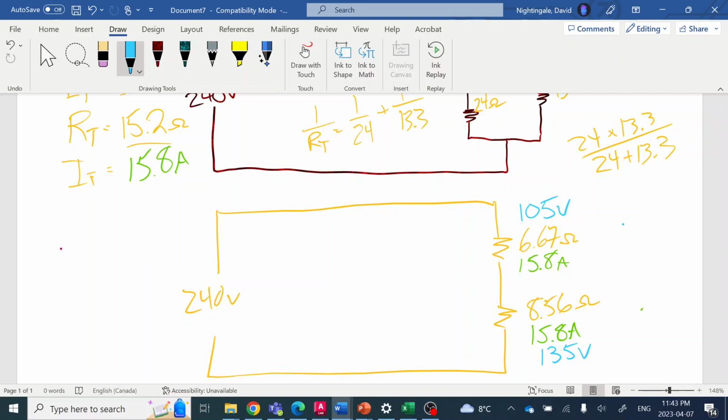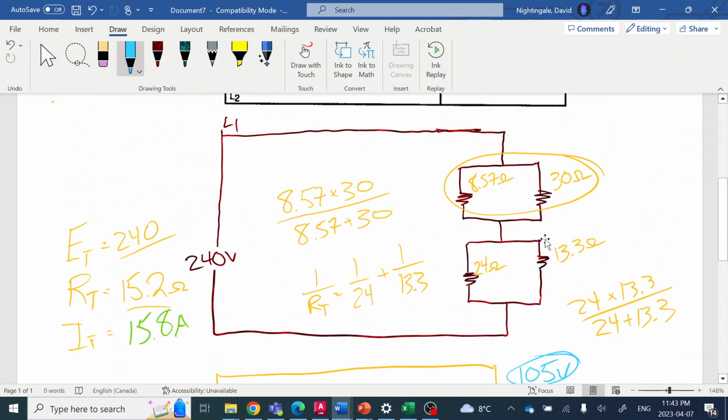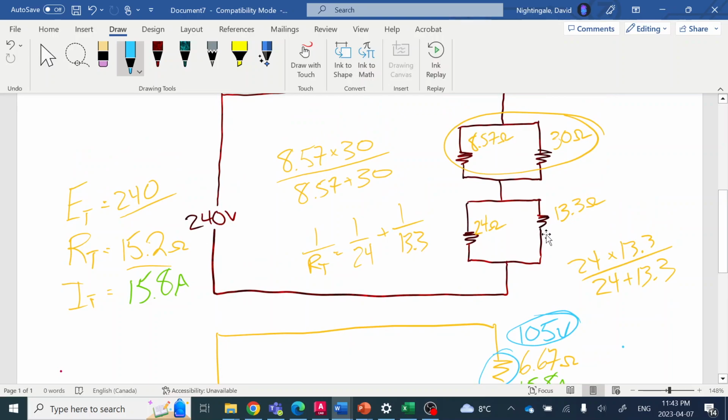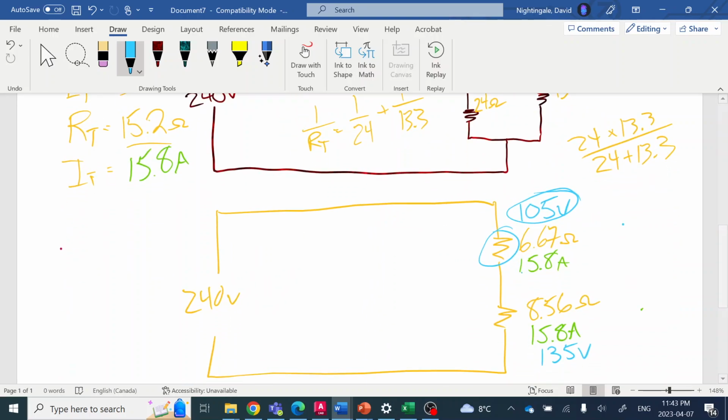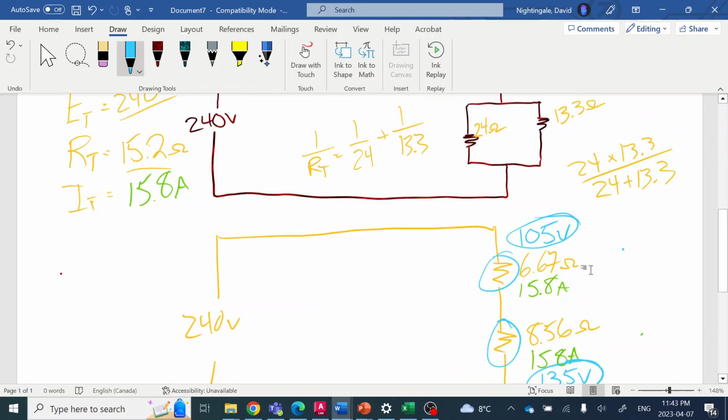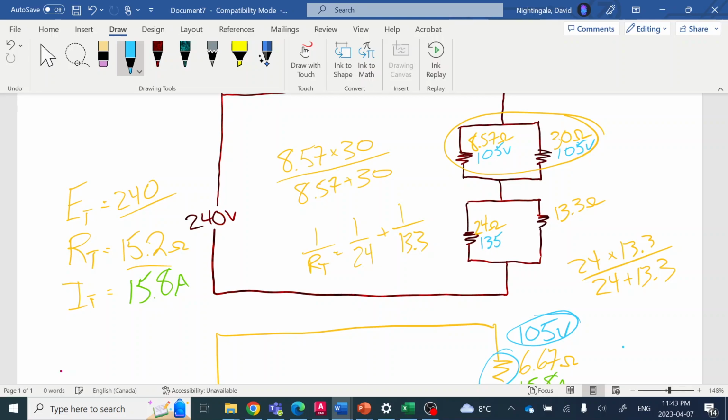Now what we have to do here is, because my voltage drop across this equivalent resistor is 105, I can go back up to my expanded out circuit, and I know that the voltage across parallel resistors is going to be the same, so I can take that voltage and that's going to be my drop across both those resistors up there. Likewise, my equivalent resistor here has a voltage drop of 135, and I can apply that to those resistors. So having a good background in being able to solve combination circuits is pretty key to figuring this question out.